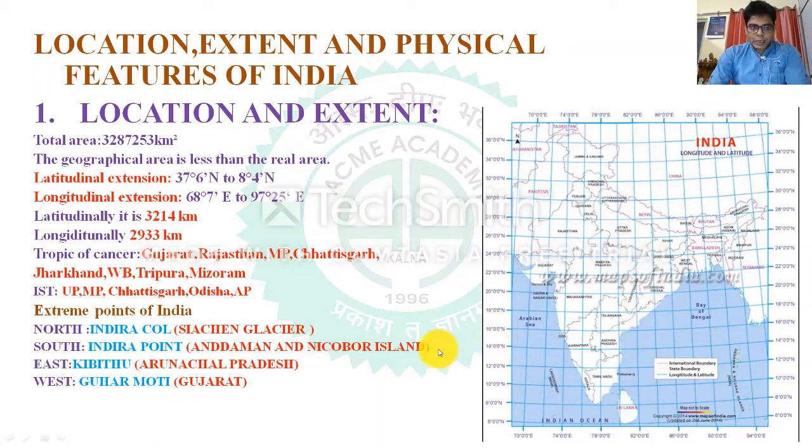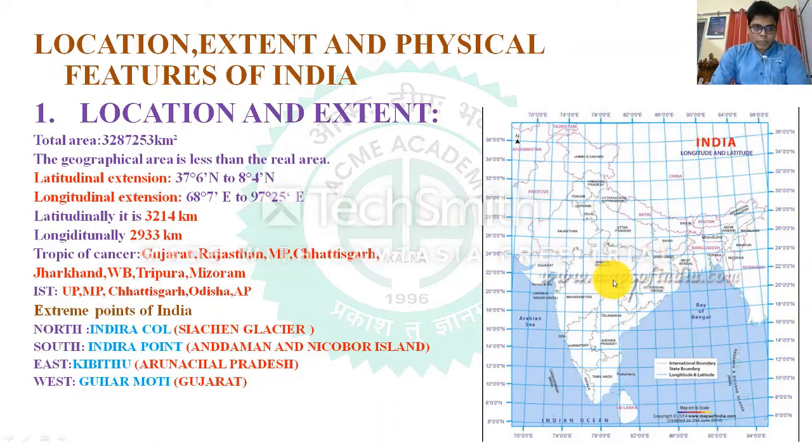Another thing, the Tropic of Cancer passes through the middle of India, and it covers 8 states. First state is Gujarat, then Rajasthan, then Madhya Pradesh, Chhattisgarh, then Jharkhand, then West Bengal, and then Tripura and Mizoram. So 8 states are covered by the Tropic of Cancer.